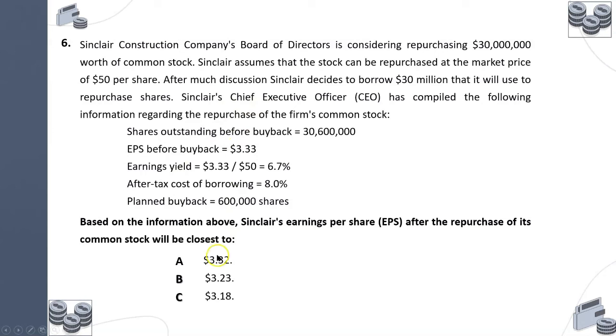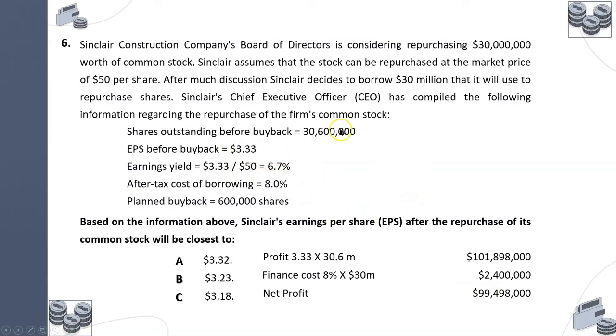We also need to introduce the finance cost of the 30 million borrowed at 8%, which will give this finance cost. We must deduct the finance cost to get the expected profit after the buyback, which will be 99 million, deducting this from this. If the new profit is 99 million after the buyback, how much will be the earnings per share? We should divide this profit by the number of shares outstanding after the buyback.